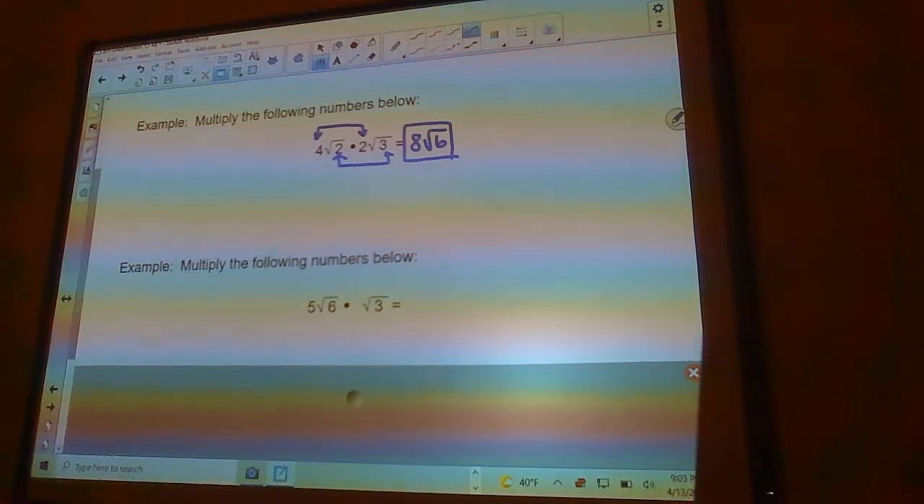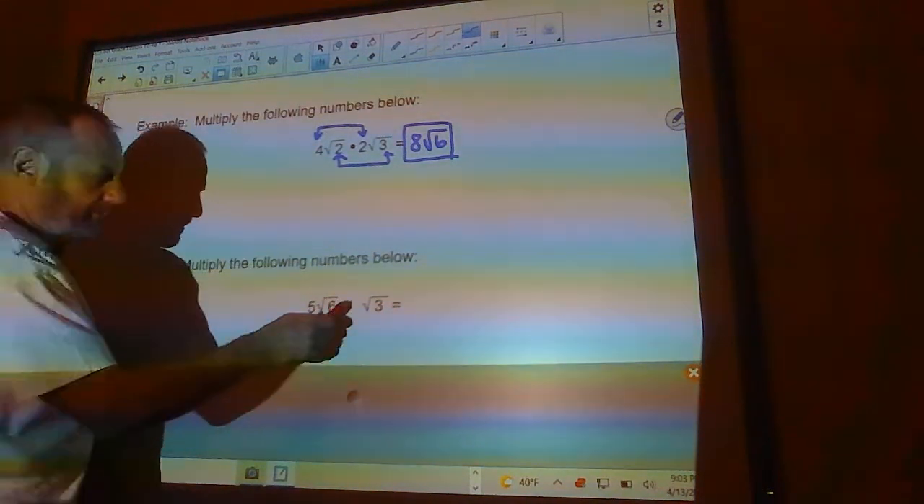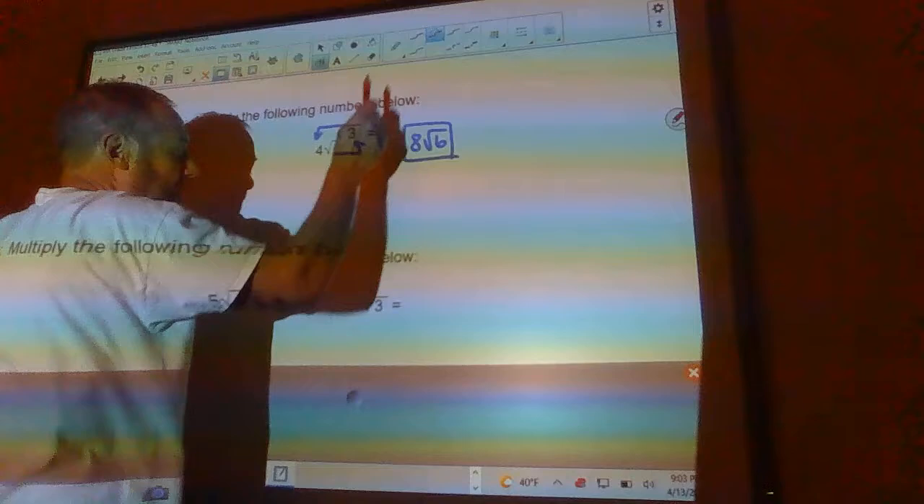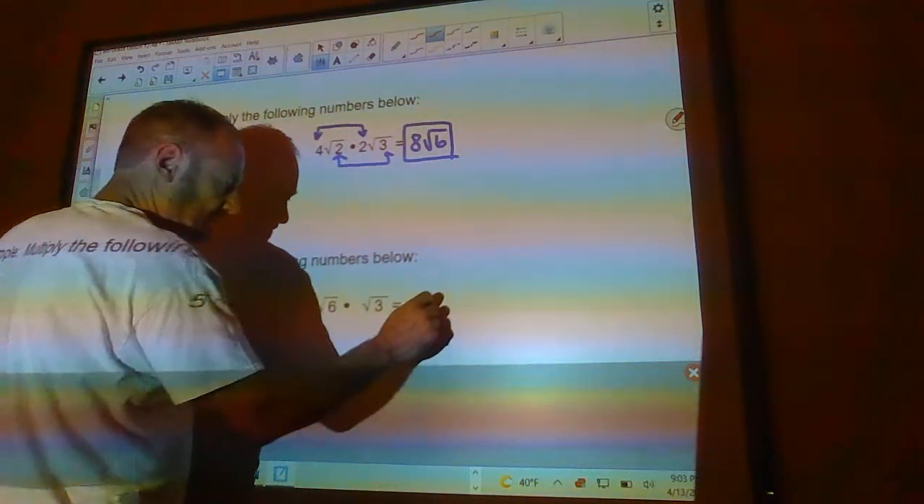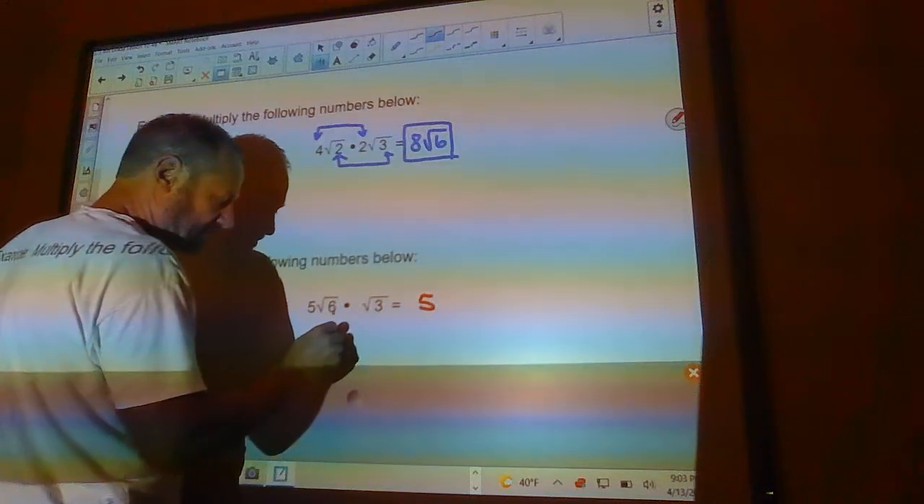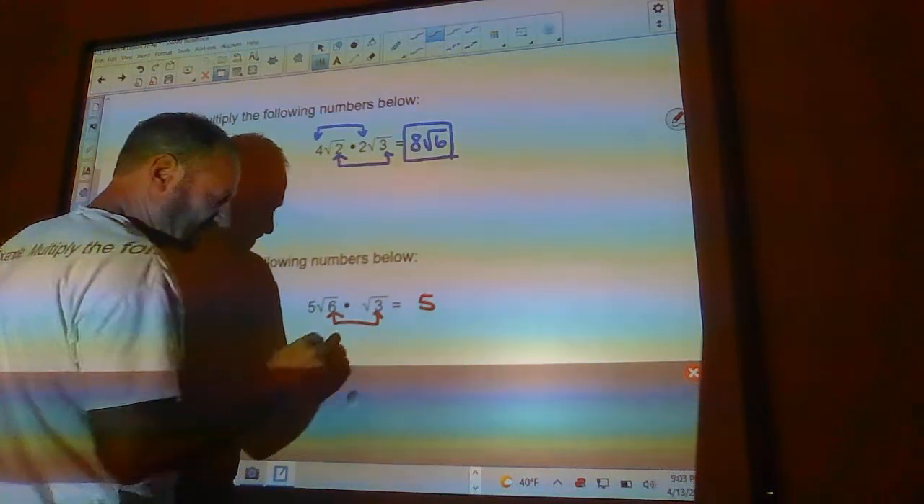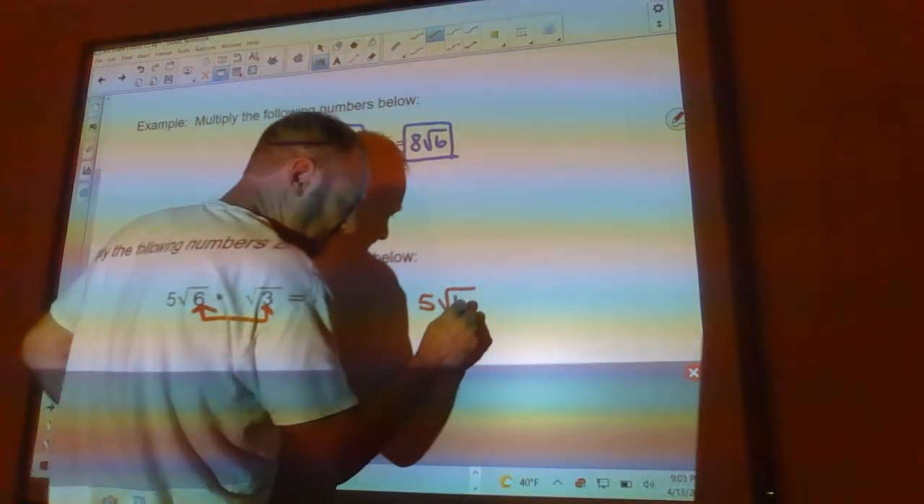Okay, 5 square root of 6 times square root of 3. Well, remember there's an imaginary 1 out here. So 1 times 5 is 5. So I'm going to get 5, and then I'm going to multiply these two because they're both inside the square root. Now that's the square root of 18.